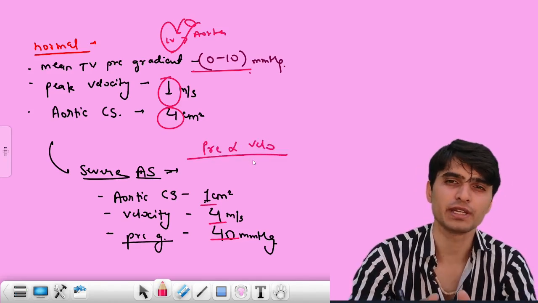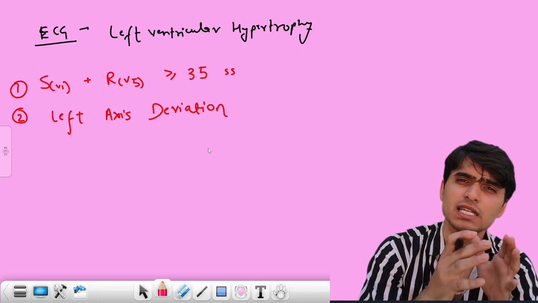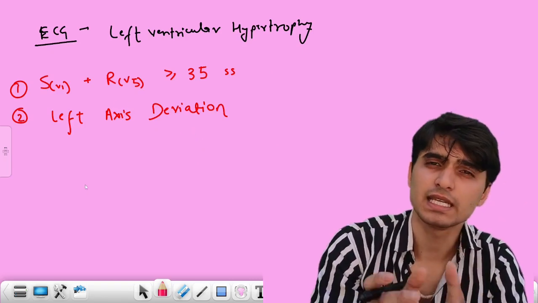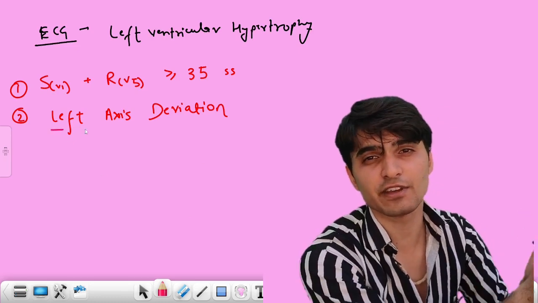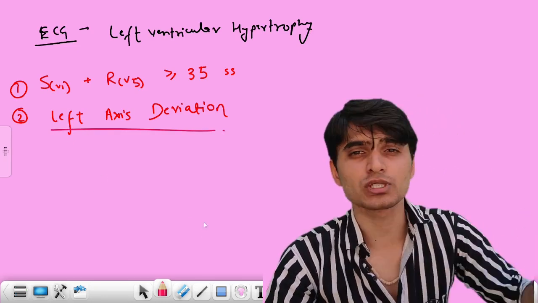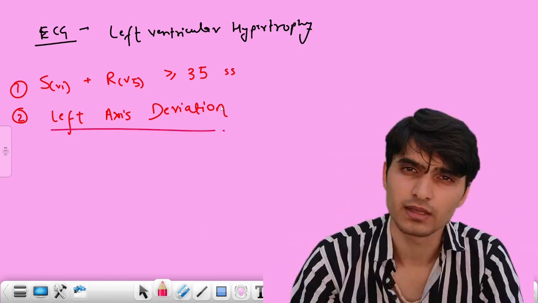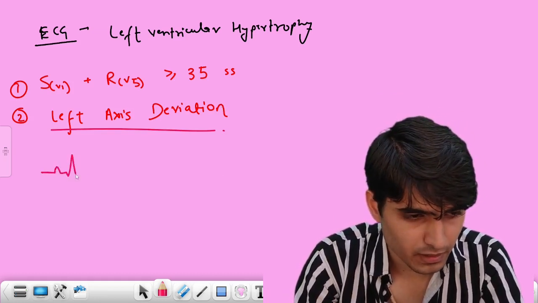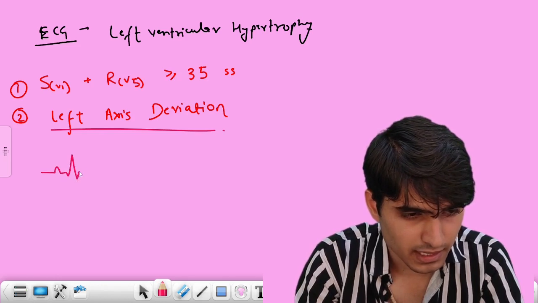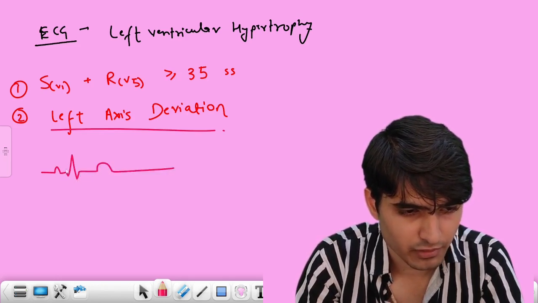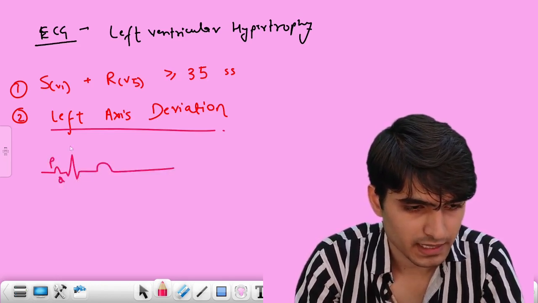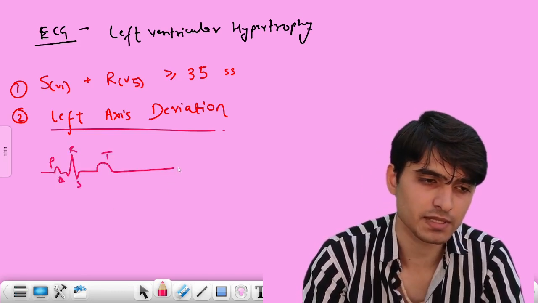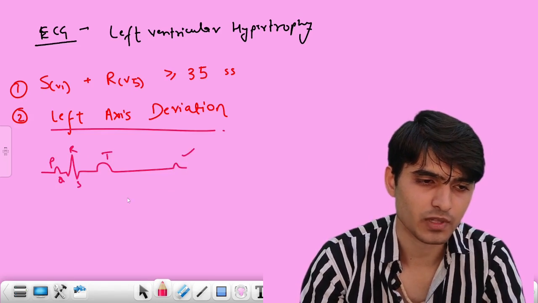Now we'll go for the ECG findings, right? And in the case of ECG, what are the features of left ventricular hypertrophy? Number one is left cardiac axis deviation. The cardiac axis deviates towards the left side. Number two is a criterion, and that is basically, now this is your P wave, QRS, ST segment and T wave, right? And that is Q, R, S, T, and that is the P wave, and that is basically a normal ECG, right?